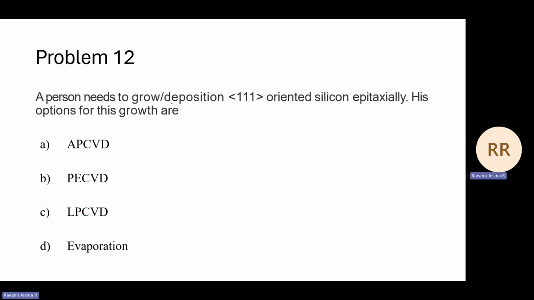Then next is problem 12. A person needs to grow or deposit 111 oriented silicon epitaxially. His options for his growth are A, APCVD, B, PECVD, C, LPCVD, D, evaporation. 111 oriented silicon epitaxially.